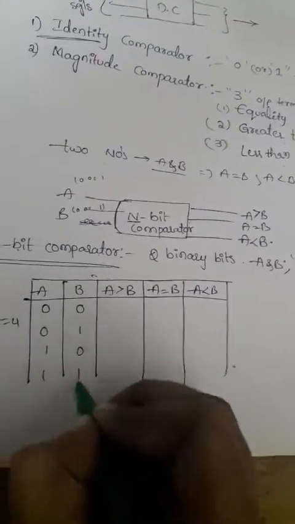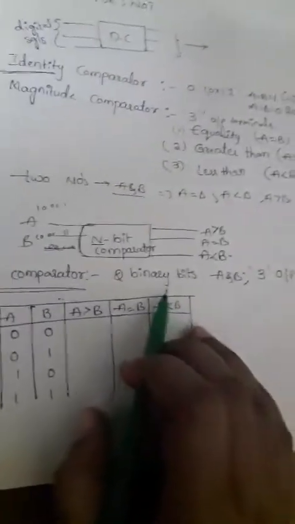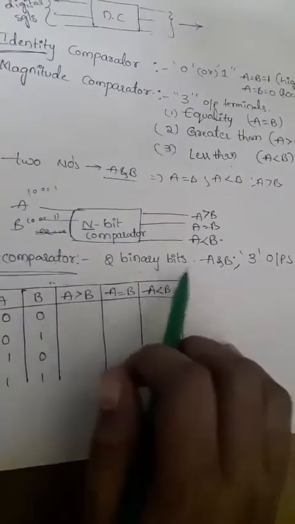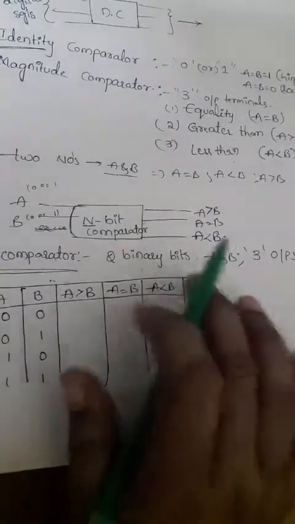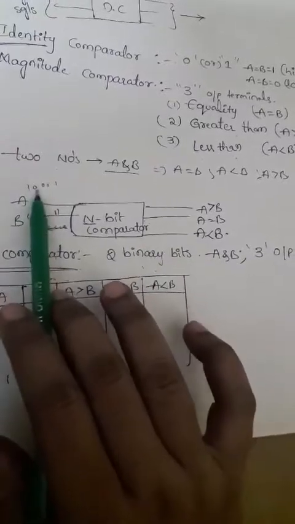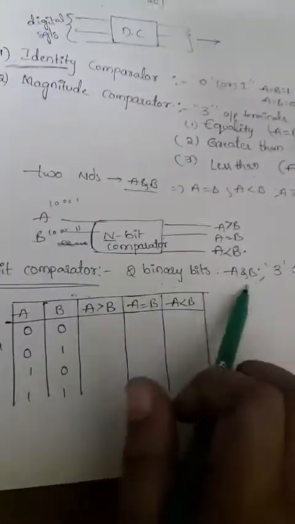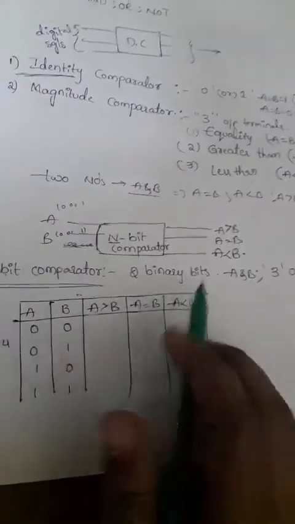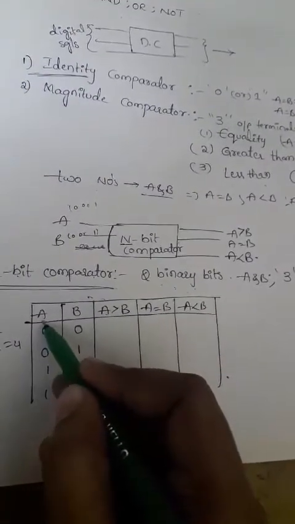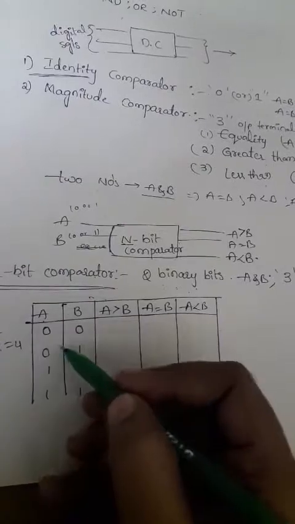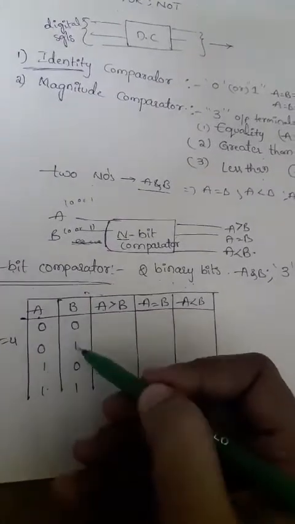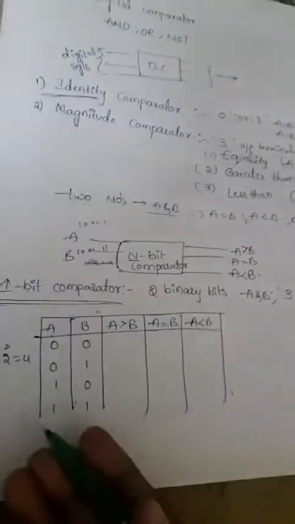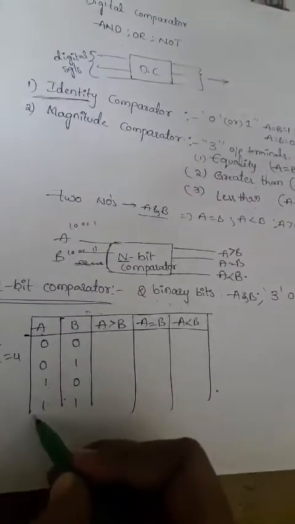Just now I explained that this compares two binary bits, and each input consists of a value that may be either 0 or 1. That is called the binary bits, either 0 or 1. So just check here, either 0 or 1 we need to consider for A and B. We only use binary bits for each input.